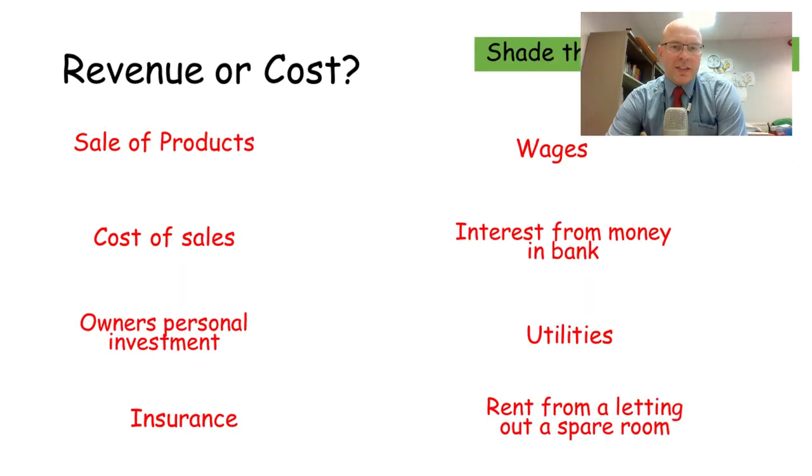So you need to highlight in green all of the forms of revenue. You should have got sale of products, that would be a form of revenue. You should have got interest from money that you've got in the bank, so if you're saving money in the bank. The owner's personal investment would be a form of revenue. And also renting out a spare room, for example, that would be a form of revenue. All the others on there were examples of costs.